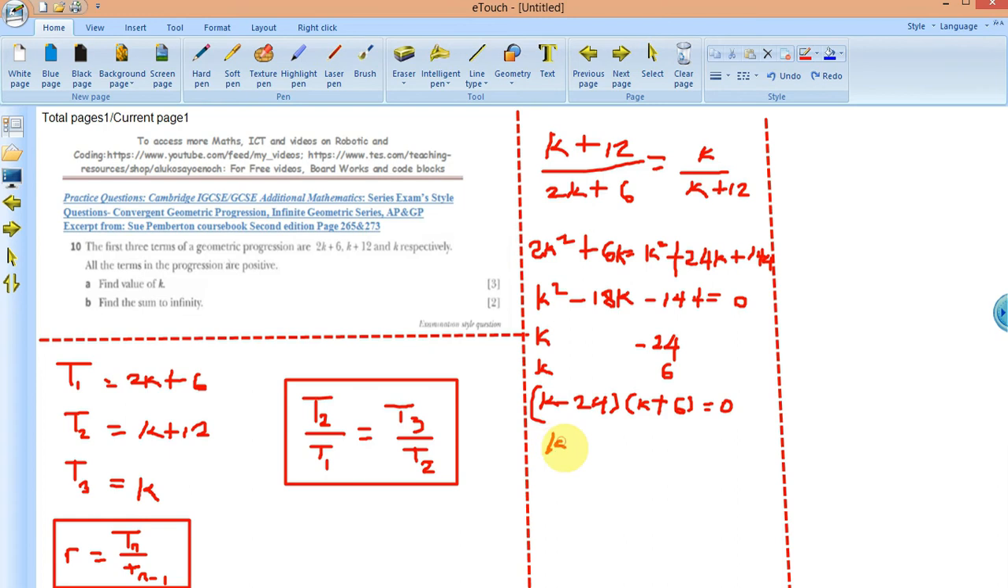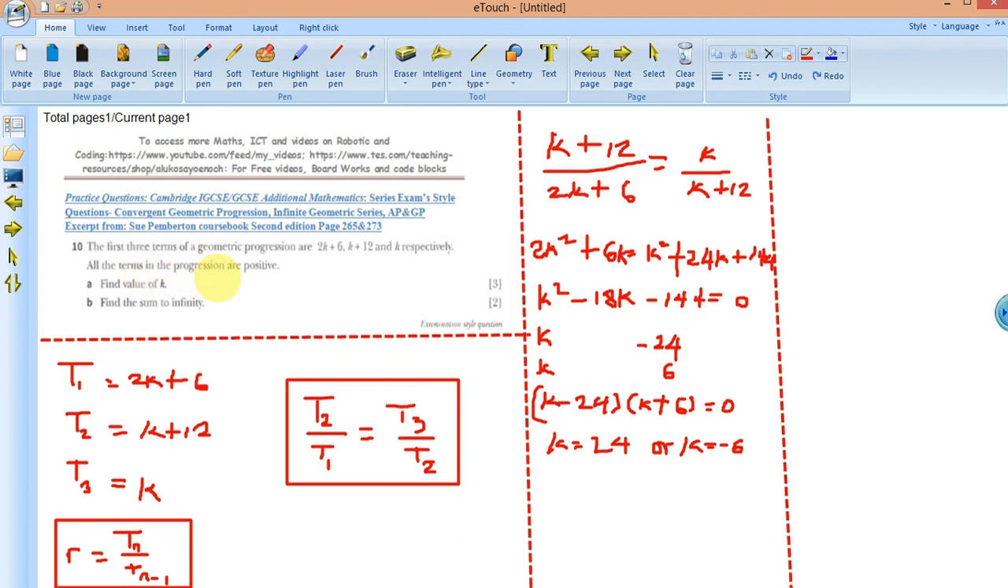So K equals 24, or K equals minus 6. Okay, guys, if we go back to the question, K equals minus 6, let's check the question back now. This one says that all terms in the progression are positive. So since all terms are positive, then K cannot be minus 6.